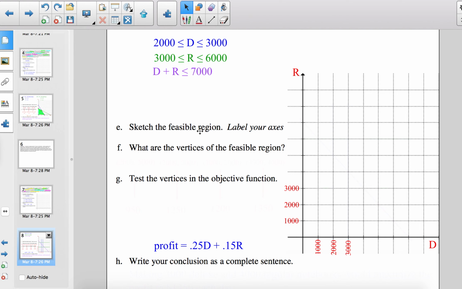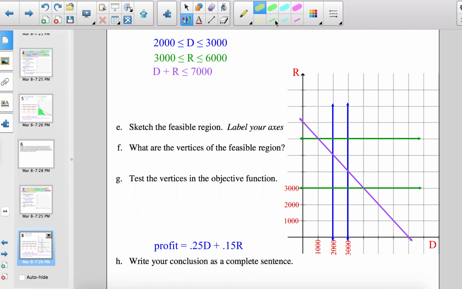So let's sketch the feasible region. This one is actually really nice because I put D on the X scale, R on the Y scale. Again, you could switch it, it doesn't matter. So on D, it's going to be between 2,000 and 3,000. There it is. My R was this way, so it's between 3,000 and 6,000. There it is. And then D plus R equals 7,000. So if I do the intercept method, if I cover up R, that means D is 7,000. If I cover up D, that means R is 7,000. So over here at 7,000 all the way to 7,000 on this scale, I'm going to get my line.